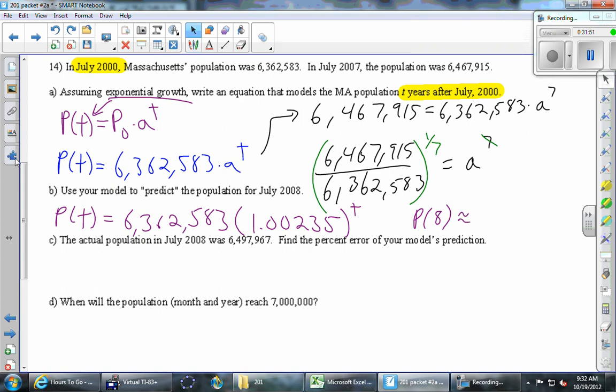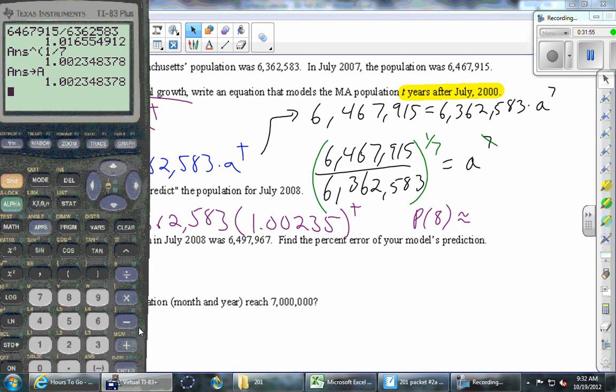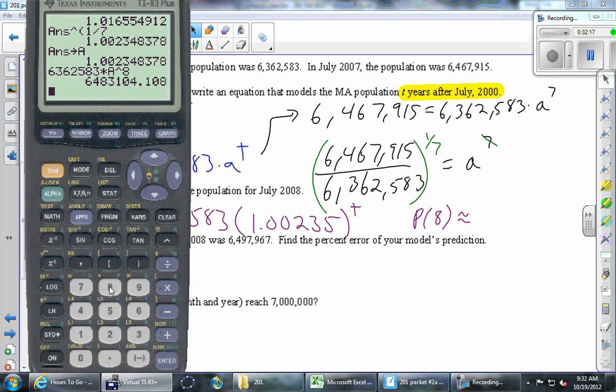And just in terms of typing this in, I'd really like us to be able to use the stored number that we've got. So what is P of 8? We've got the starting population, and then we multiply it by, what do I multiply it by? A. We typed in, we called it A, and then raised to what power? To the 8th. So this is the most accurate answer the calculator can give us.